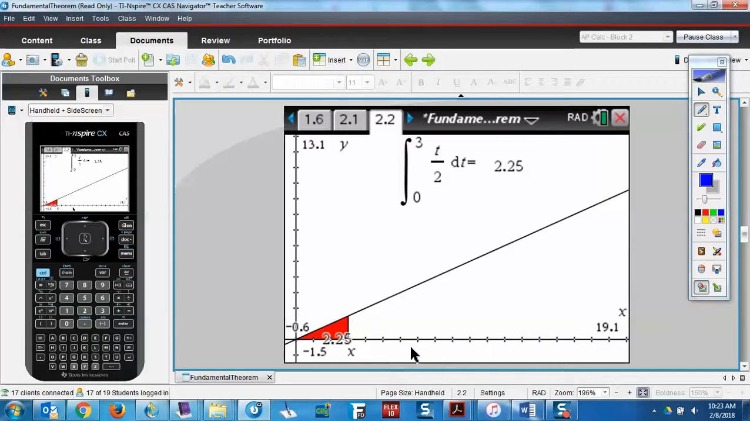Okay, and what do we got? We got 3 on the base. And what do we got up here? What's the y value here? Put a 3 into there. 3 divided by 2 is 1.5. So we got 3 times 1.5, that'd be 4.5. Half of that, 2 1/4. So we got an area of 2 1/4.